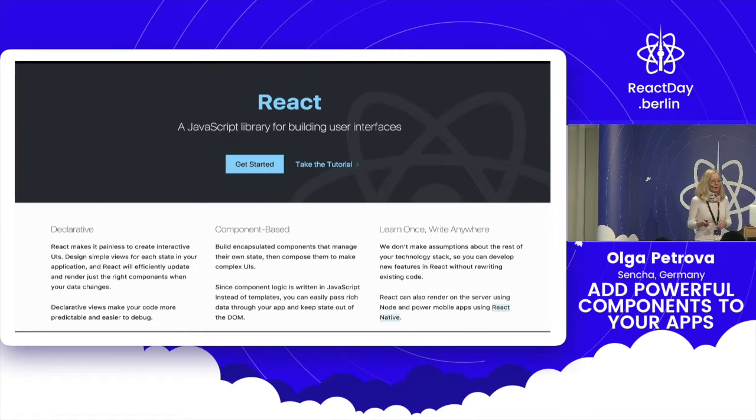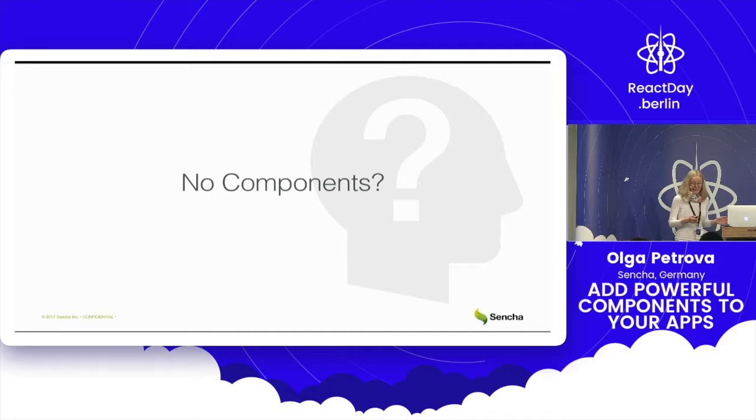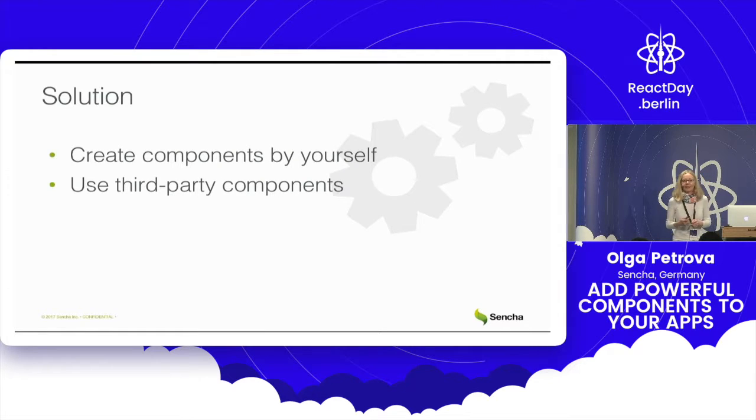And we are talking about React all day, but nevertheless, I would like to repeat the definition of the library. React is a library for building user interfaces, and it's a component-based library. But wait a second, there are no components in React, and there is a trick. And we all need to solve this trick in one of two ways. We need to develop components by ourselves or use third-party components.